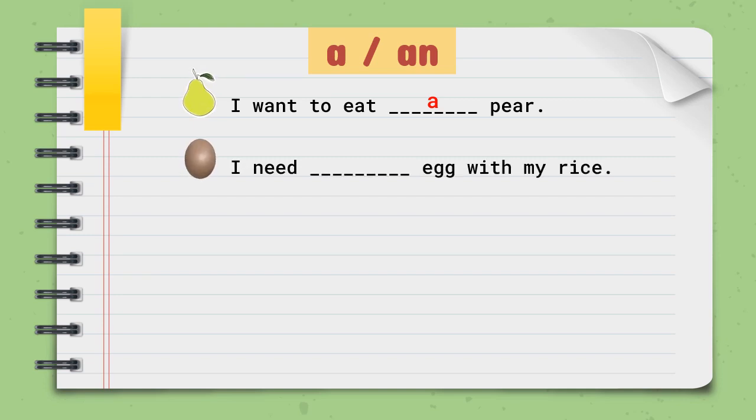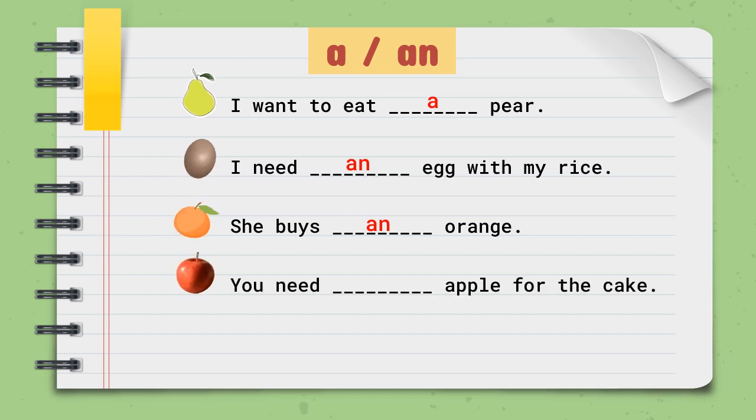I need blank egg with my rice. Egg starts with vowel E, so we use an egg. I need an egg with my rice. She buys blank orange. O is a vowel, so we use an. She buys an orange.